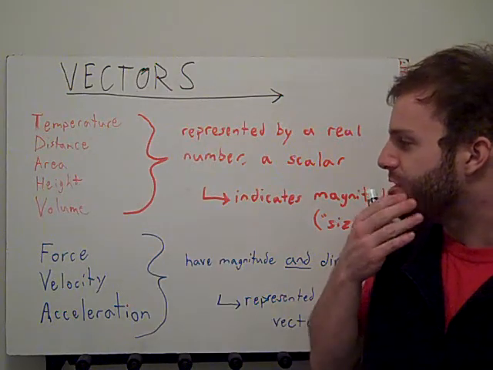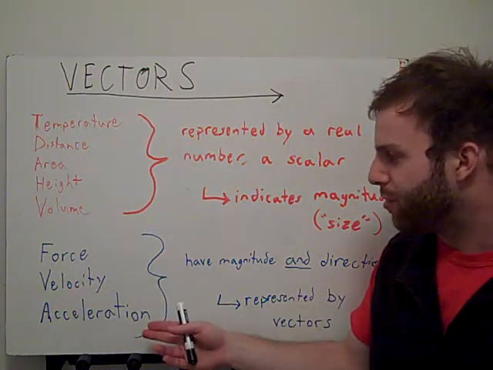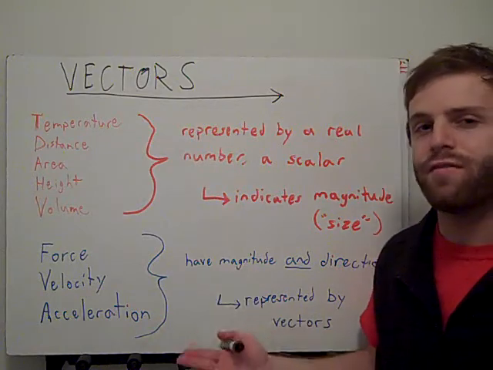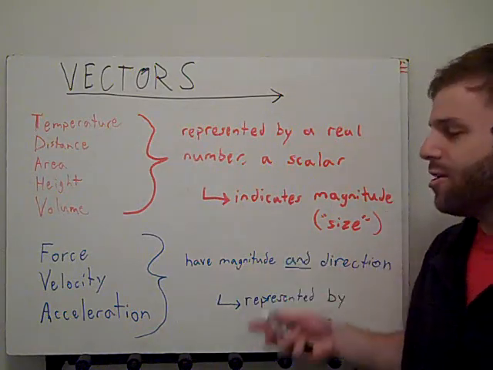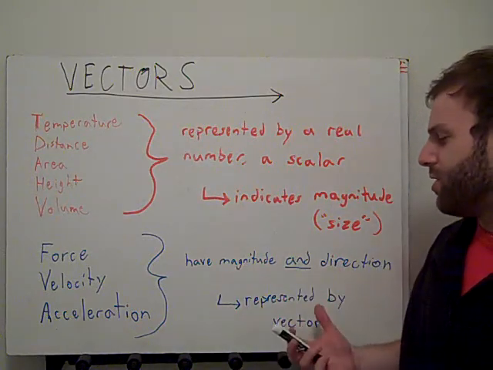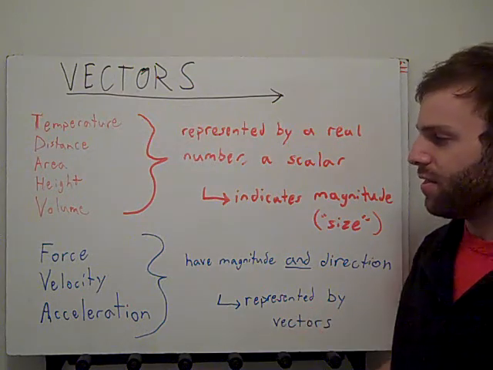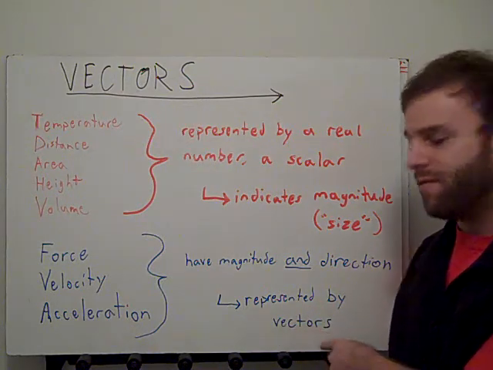Down here with these types of measurements, we've got force, velocity, and acceleration. They're a little different. They also have a magnitude or a size, but they also have a direction that goes along with that. And that's what's going to be represented by vectors.